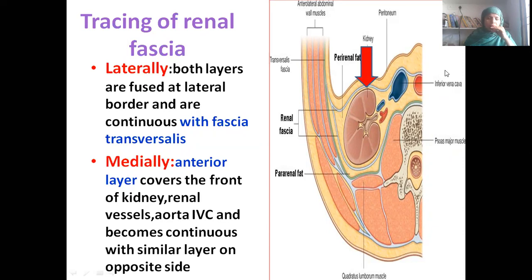Understanding better? Okay, posterior layer. Now see here, the posterior layer: these are the muscles which are very closely attached to the posterior abdominal wall. What are the posterior abdominal wall muscles I told you? Psoas major, quadratus lumborum, and transversus abdominis. Very good. So posteriorly the layer is going anterior to the muscles Lokesh has named, psoas major and quadratus lumborum. Then it again becomes continuous with the posterior layer of the opposite kidney.